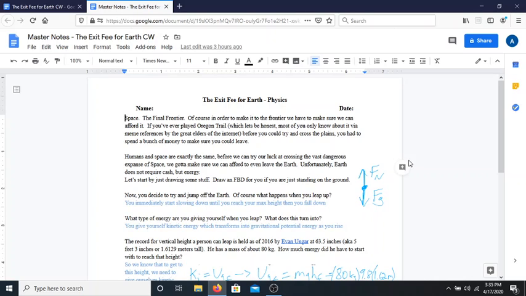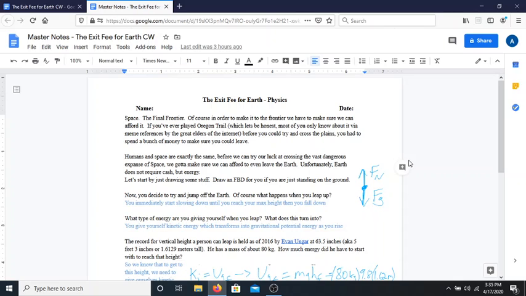Now, if you try to jump off the Earth, you're going to start moving upwards. But the moment you jump up and leave the ground, you immediately start to slow down until you reach some max height, and then you fall down. When you leap, you are giving yourself kinetic energy because you're forcing yourself to move. As you rise off the ground, that kinetic energy starts to turn into gravitational potential energy, U_G, until you get to your highest point where it's all U_G, and then you start to fall back down.